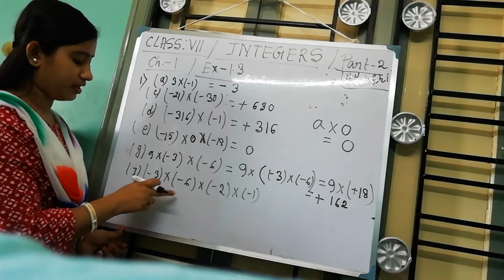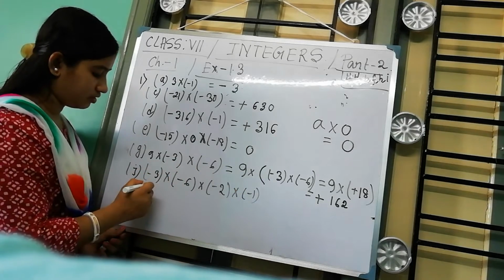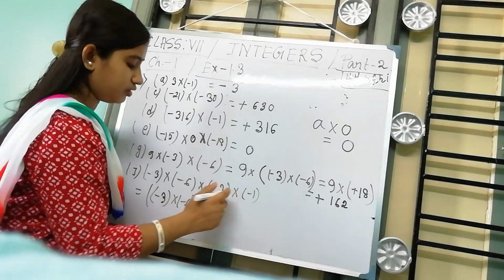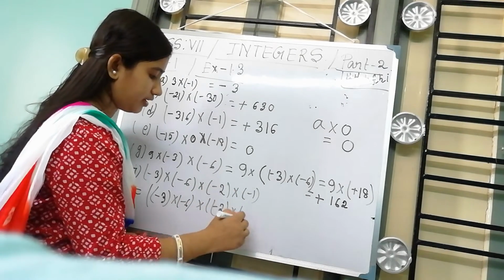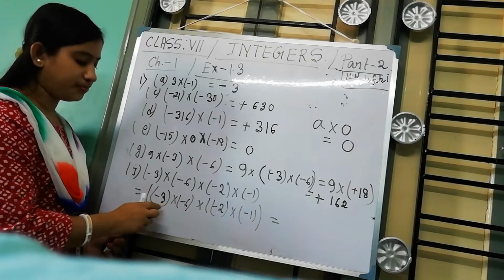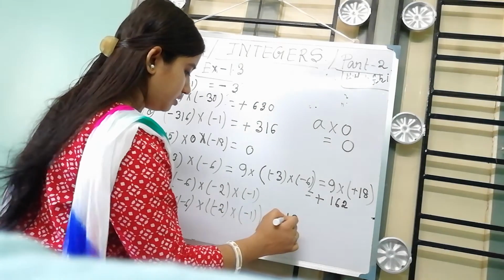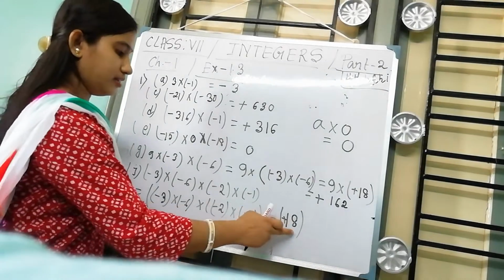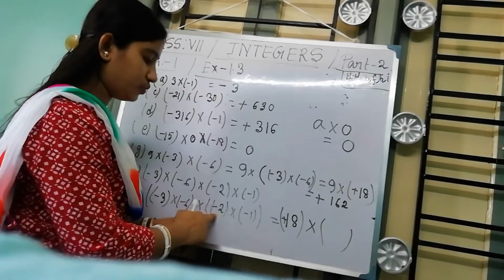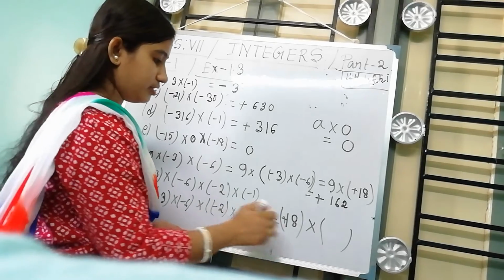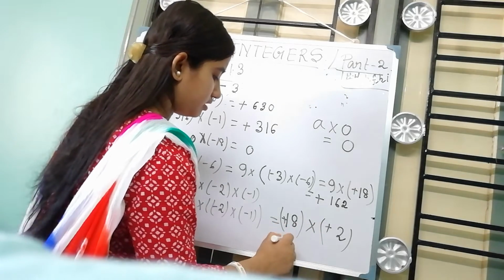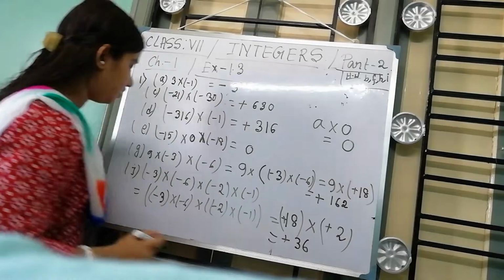Now number J, this is equal to minus 3 into minus 6 into minus 2 into minus 1. At first we multiply the first two and next the last two. Within a bracket we write minus 3 into minus 6, and within another bracket the last two, minus 2 into minus 1. Minus 3 into minus 6 has 2 minus signs, that means plus, and 3 into 6 is 18. So this is plus 18 within the bracket, into minus 2 into minus 1, which is minus minus, plus, and 2 into 1 is 2. So it is plus 2. Plus 18 into plus 2 is 36. This is number J.